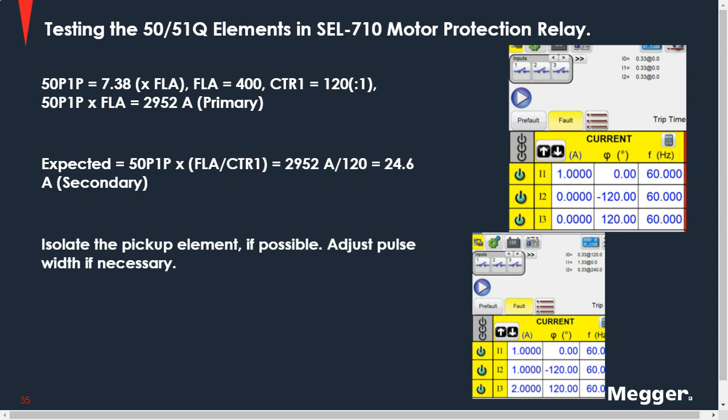Again, with this element, if it was a 50P1T element, an element that had a time delay built into it, let's just say that the time delay was built in at 1 second, and if you're not able to isolate that, then you can get a little creative with your testing methodology. You may need to adjust the pulse width whenever you're testing. Adjust your pulse width for that instantaneous element to get that element to come in.